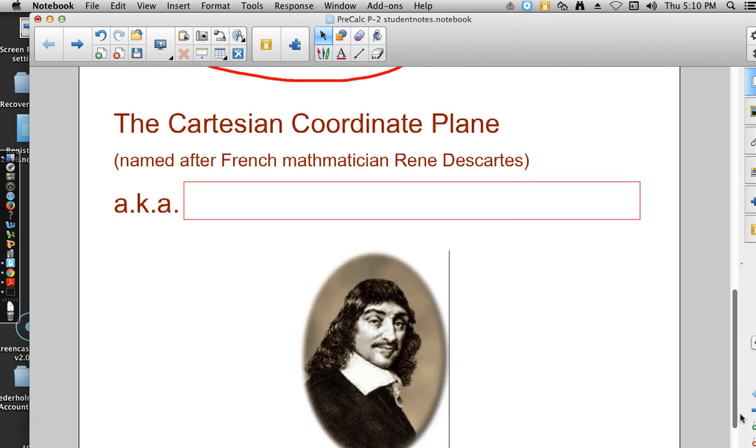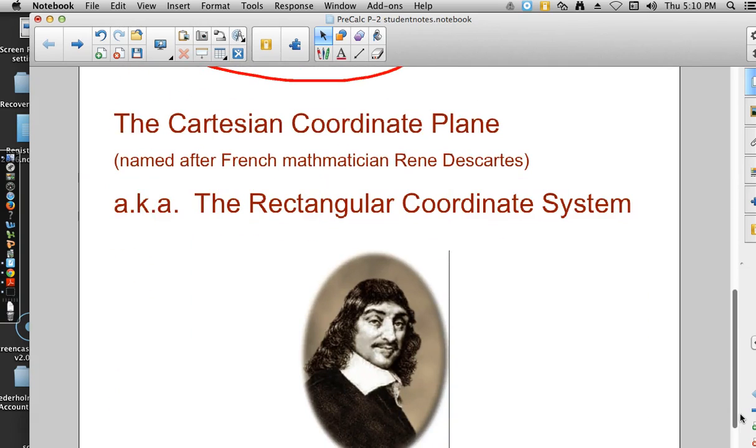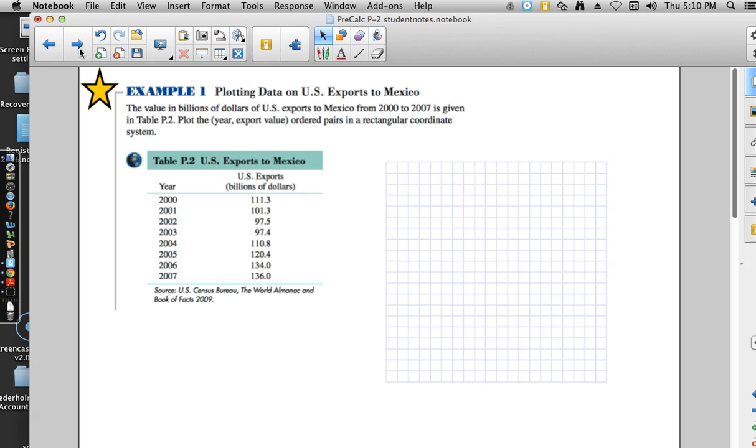And here is Mr. René Descartes. The Cartesian coordinate plane, named after him, and it is also called the rectangular coordinate system. So it's a 2D system that we graph on. Let's see what we're supposed to do here.